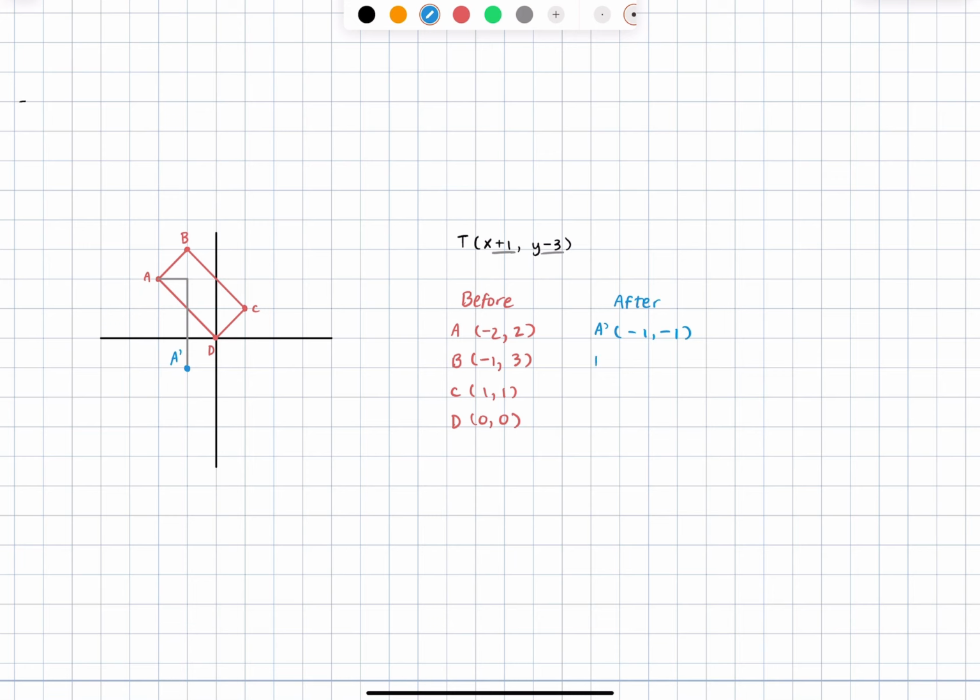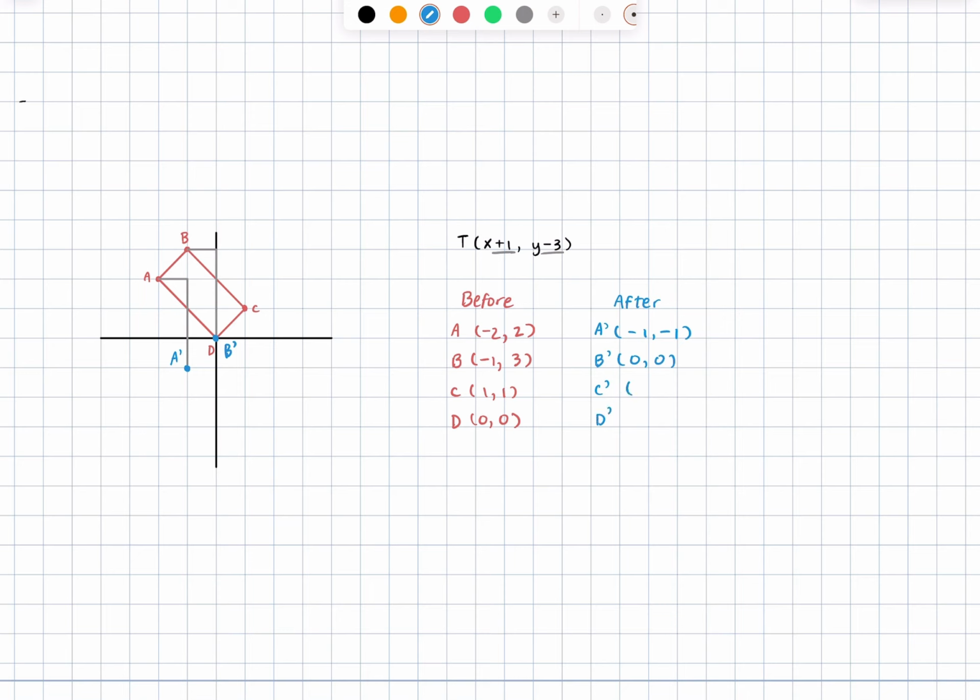And for B prime, I'm going to use the same method. I'm going to move to the right by 1. So in the positive direction 1, Y in the negative direction 3, 1, 2, 3. So that's my new B value. So B prime. And then for C and D, I personally prefer this method, using the table to create the points first and then plotting them.